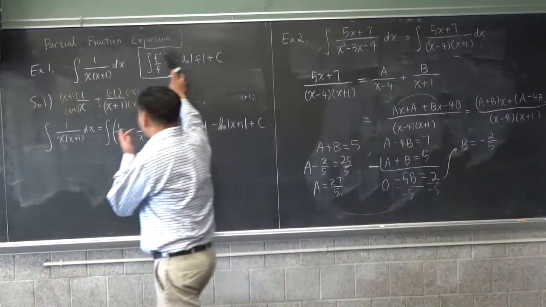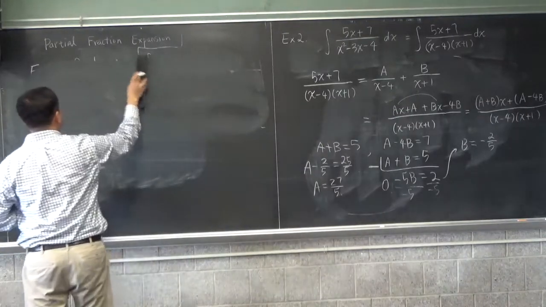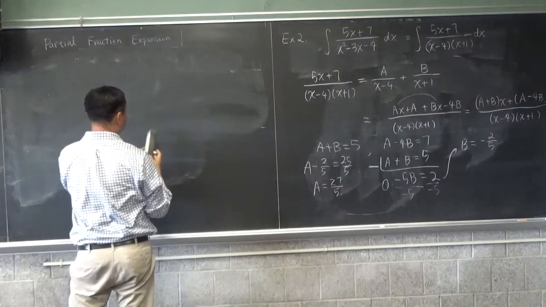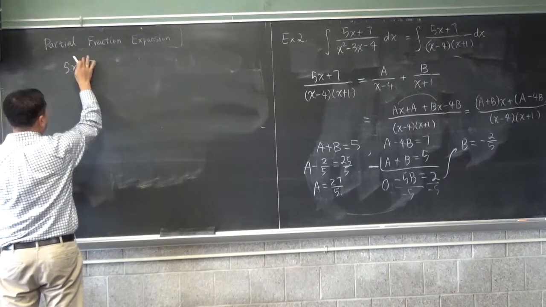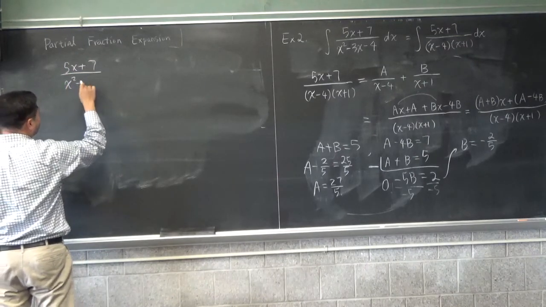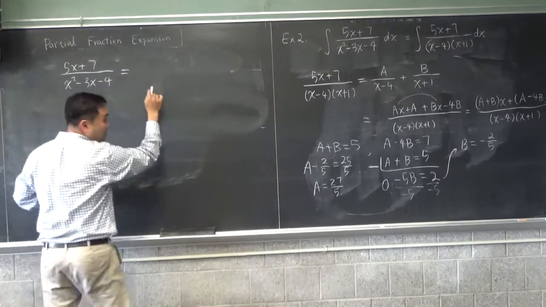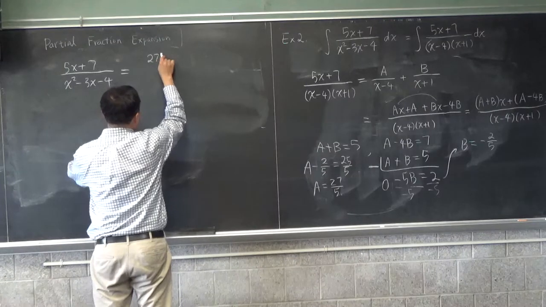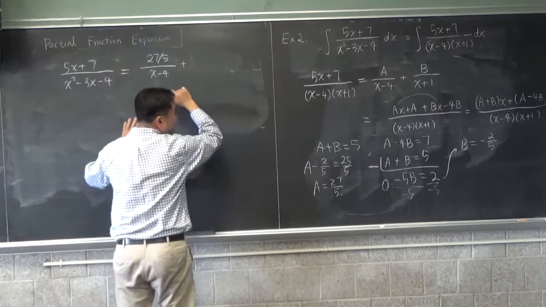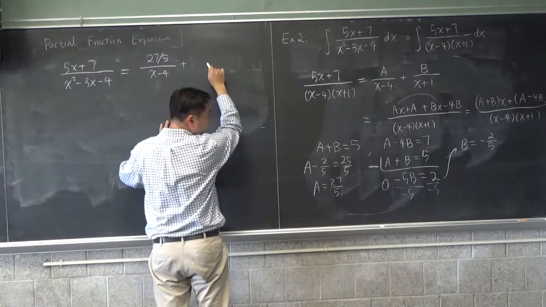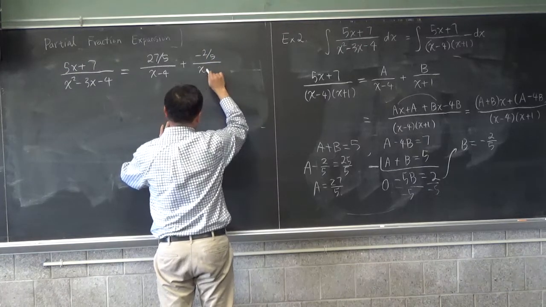Okay, so how does that help us? Well, here's what we just figured out. We figured out that 5x plus 7 divided by x squared minus 3x minus 4 is the same as 27 over 5 over x minus 4 plus negative 2 over 5 over x plus 1.